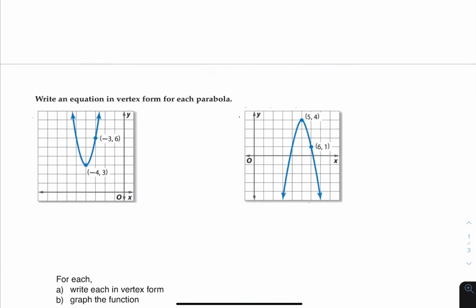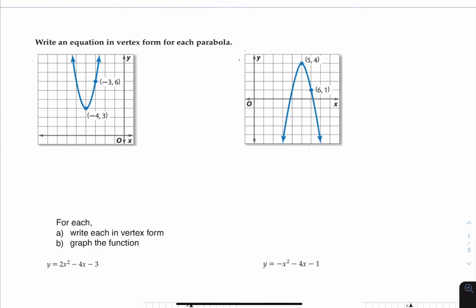Let's move on. Write an equation in vertex form for each parabola. So again, we want to write this. In this case, we have the vertex. So there's some good news and some bad news. The good news is you already have the vertex. Right there, h and k, right? That's a vertex. So I already know what h and k are.